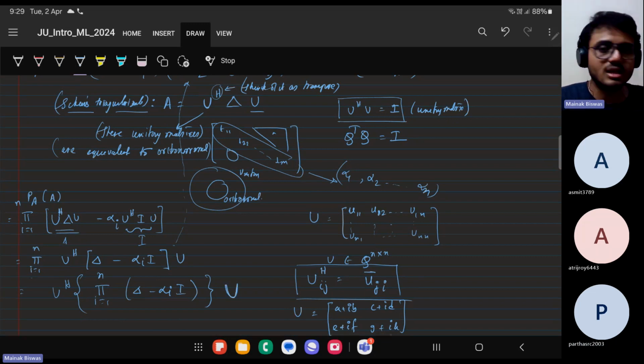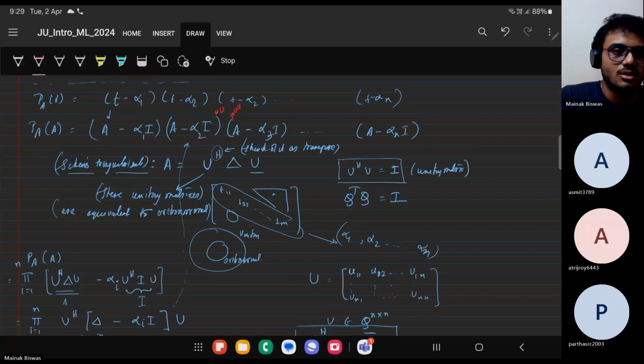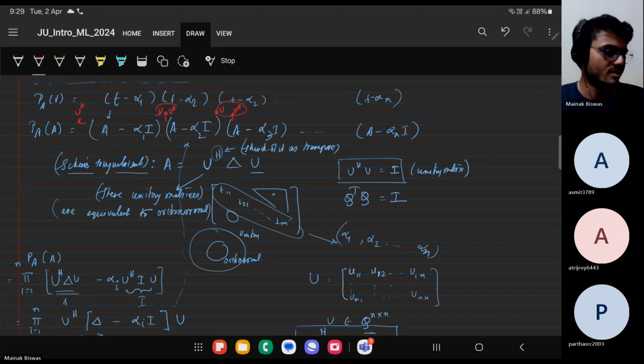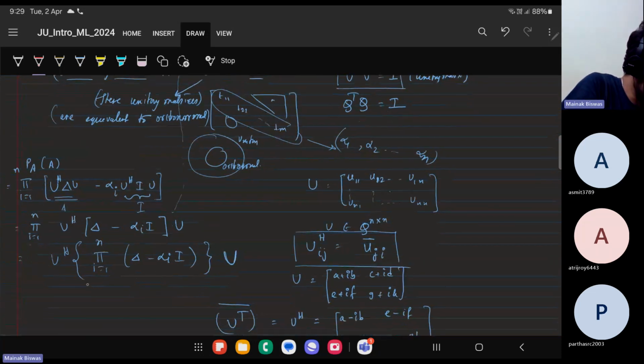So this is clear to everybody. Each of them will have a U here and a U Hermitian here. This will have a U here, this will have a U Hermitian here. All of these will be paired up into I. Now you see, for each of these elements, one of the diagonals will be 0, right? Yes or no?